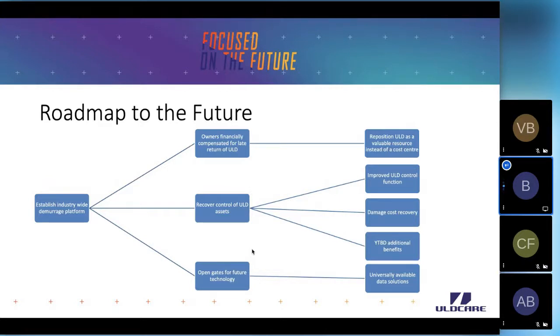We can implement damage cost recovery, which is something that, to my knowledge, is almost never being done. And we know that the ULD damage bill is in the order of $300+ million a year. Why do we allow this to happen? And there will be, yet to be determined, additional benefits, I'm quite sure. And then as a flow on from opening the gates for future technology, we can look at universally available data solutions. There will be new technologies coming. For that, we can be sure. And by having a modern state-of-the-art platform, we will be able to adapt and adopt these new technologies.